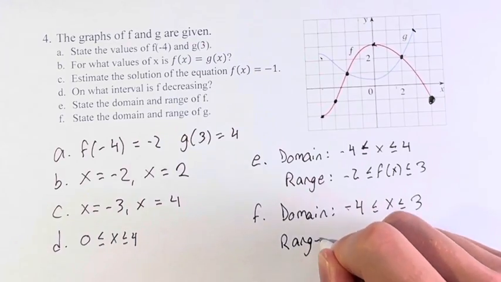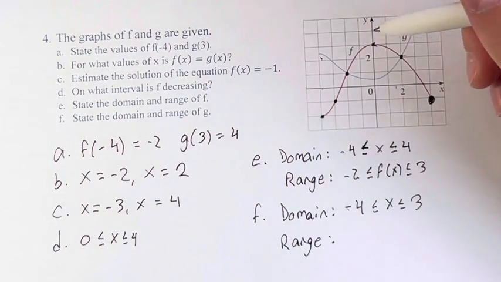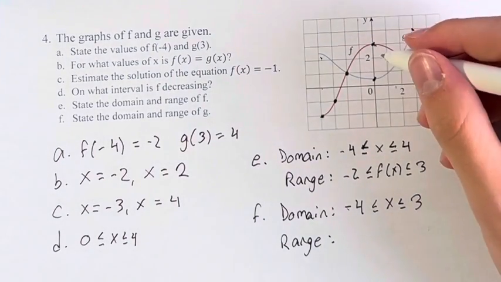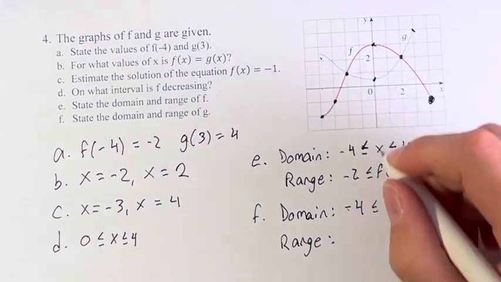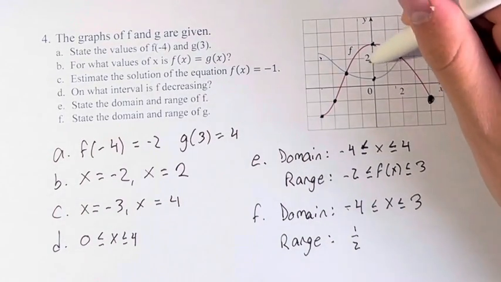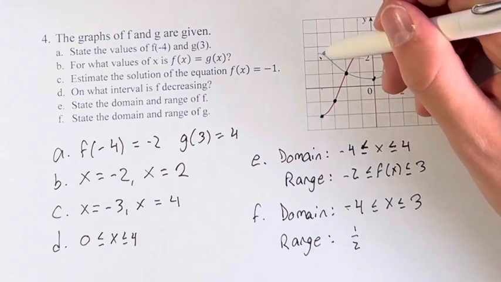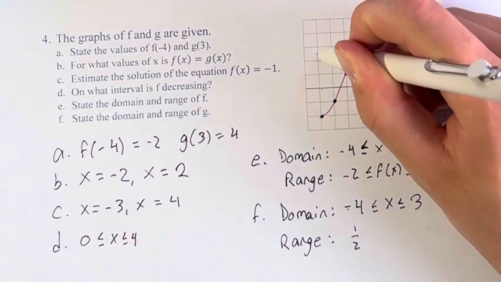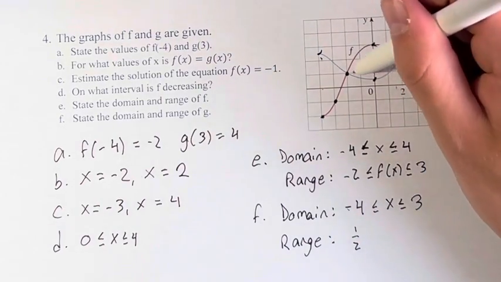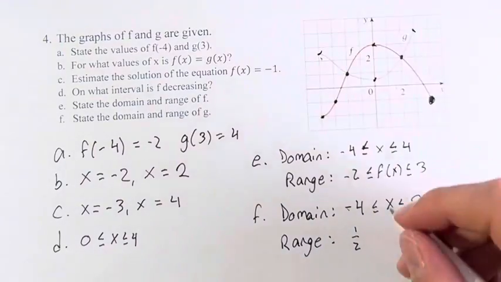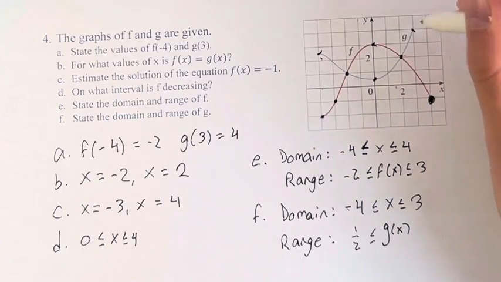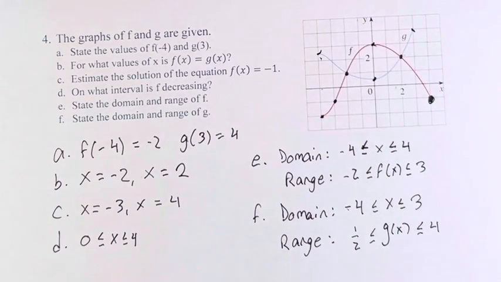And finally, the range: we want the lowest value. It's not as clear here, but we can estimate that this point here is the lowest point, and it's at roughly y is equal to 1/2. And if we go here, we can see that it goes up to roughly 2.5. However, if we look on this side, it goes all the way up to 4, so it contains all the points that we got to here. So the range of g of x goes from 1/2 at this point here all the way up to 4. And that's going to be your final answer.